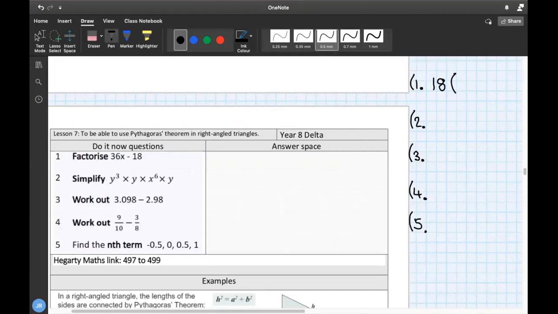Now I need to work backwards. What do I multiply 18 by to get to 36? I multiply it by 2. So 18 multiplied by 2x will give me 36x. Next, I need to get from 18 to negative 18. Because the number is staying the same, we must be multiplying by 1, but it's going from positive 18 to negative 18. So we need to multiply that by negative 1.